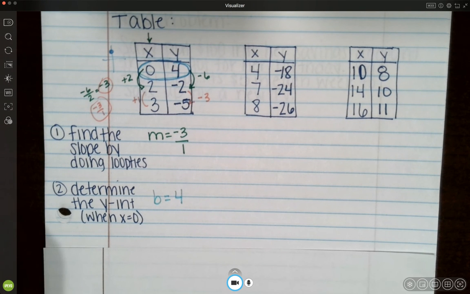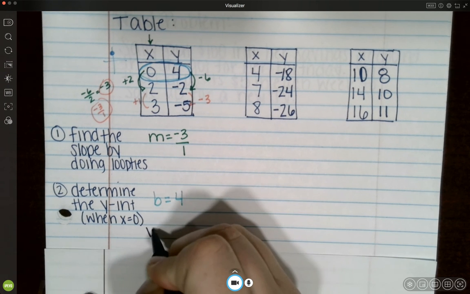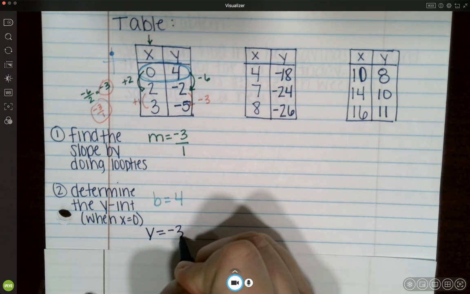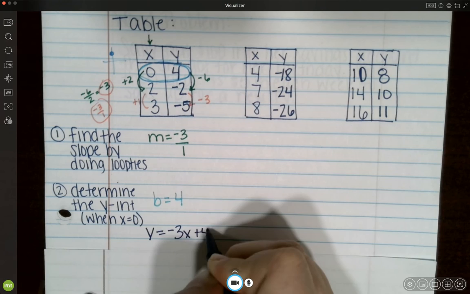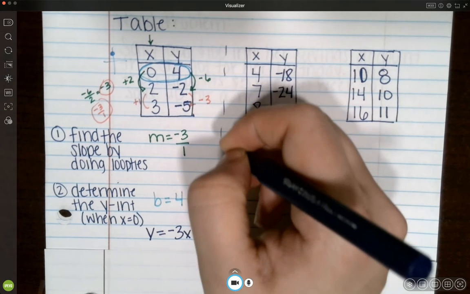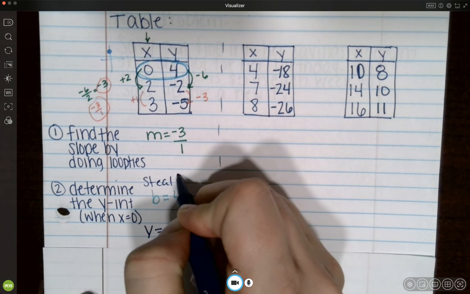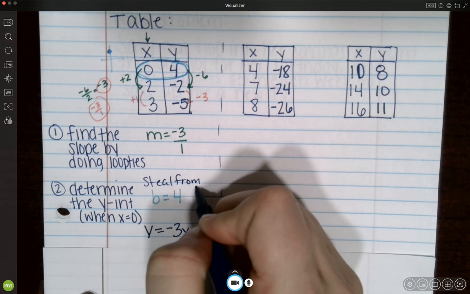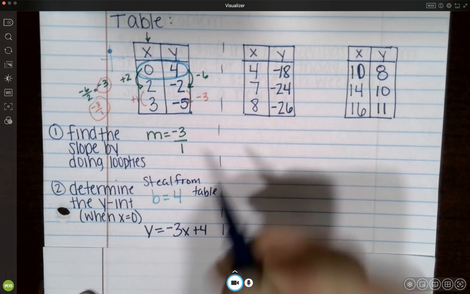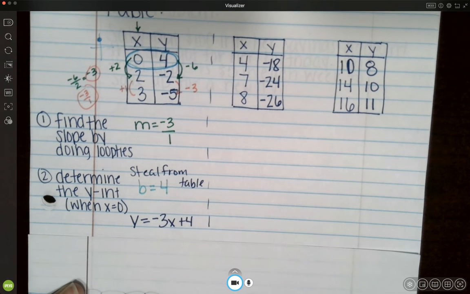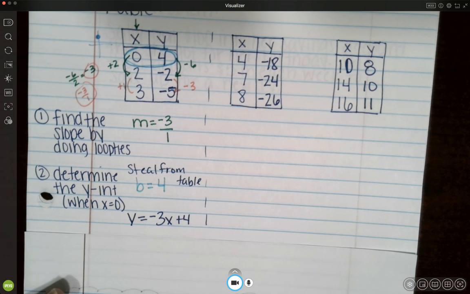Once I have those two pieces of information, I write the equation: y equals negative 3x plus 4. Okay, so that is steal from table. That's my instance if I can steal right from the table and do what I need to do.